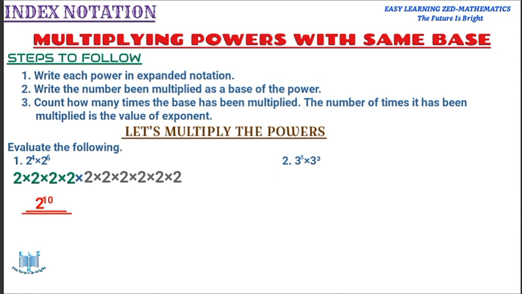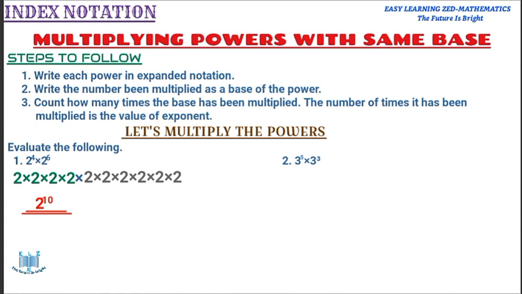Okay, so basically that's how you multiply powers with the same base. Let's go to question number 2. Question number 2, I've got 3 raised to the power of 5 multiplied by 3 to the power of 3. And we're asked to multiply.